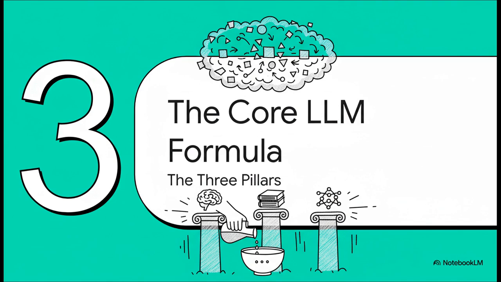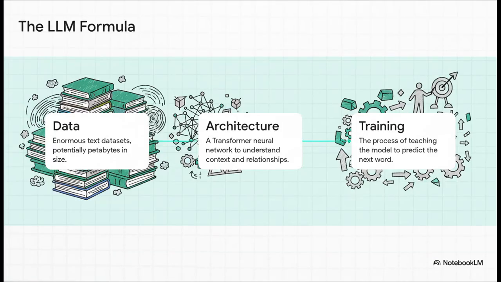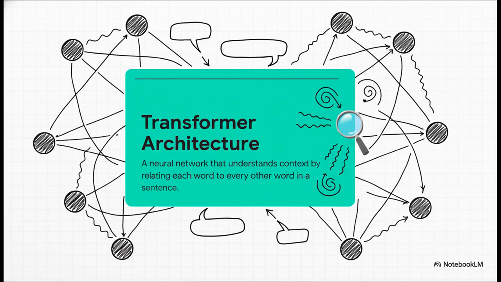So, with all that mind-bending complexity, you'd think the basic concept is impossible to understand. But what's so surprising is that the entire recipe for an LLM can be boiled down to just 3 main ingredients. And here they are. First, you need that massive mountain of data we just talked about. Second, you need a special kind of digital brain, an architecture, to process it. And third, you need a training process to make it all learn. Data, architecture, and training. That's really it. That's the whole shebang.